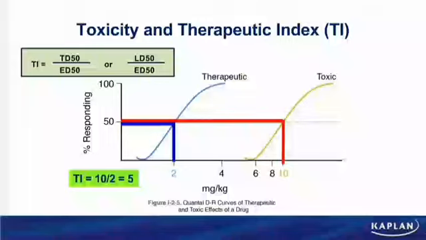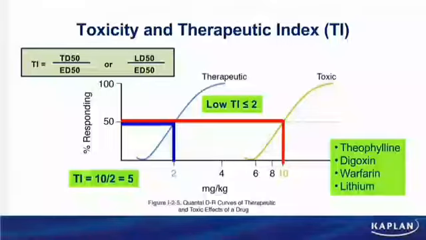So what if I take toxic dose 50 divided by effective dose 50 and I get a number like 2 or less? Those are my really low therapeutic index drugs. Those are some of our most dangerous drugs. And here's a list of some of those that actually become very popular step 1 questions. Theophylline, digoxin, warfarin, lithium. All are drugs with a low therapeutic index.